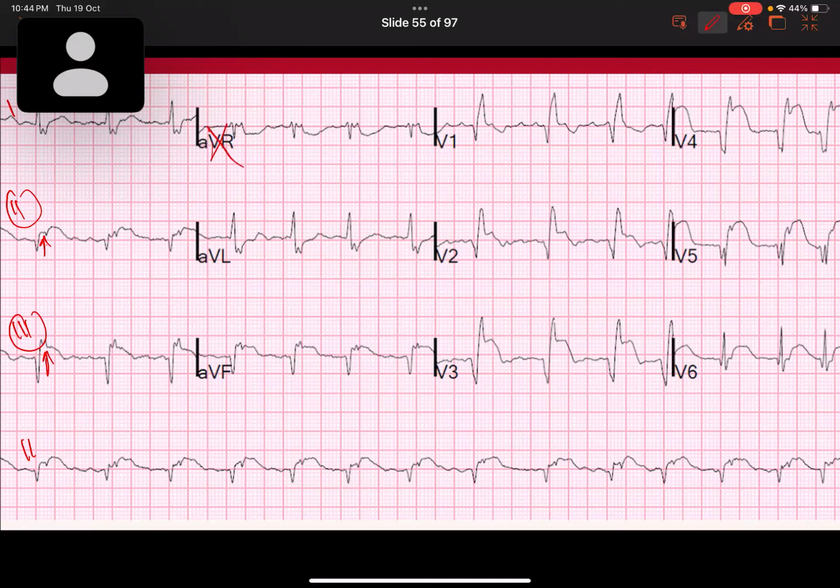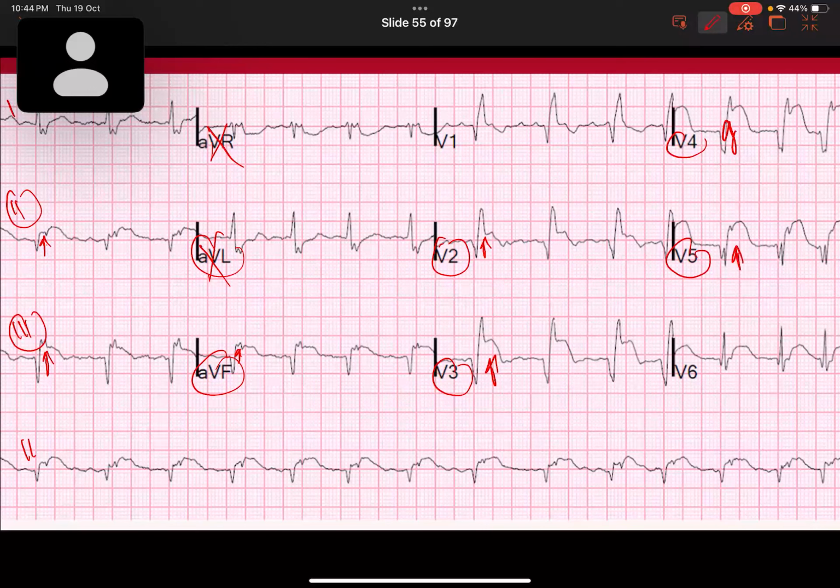And then AVR, you ignore it. And then you look at AVL, it does not have ST elevation. AVF has ST elevation, so you circle it. V1 does not have ST elevation. V2 has ST elevation. V3 has ST elevation. And V4 also has ST elevation. And V5 and V6.